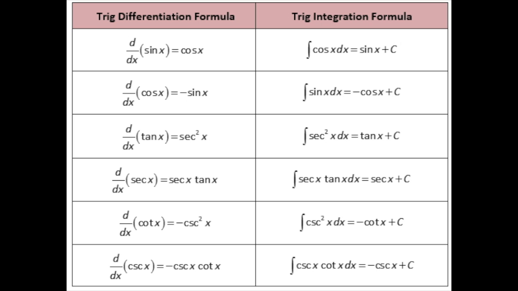An easy way to remember this is that every time the answer starts with a c, with negative cosine x, negative cotangent x, or negative cosecant x, all of them have negatives. Just an interesting tactic to remember the negative in all of these integration rules.